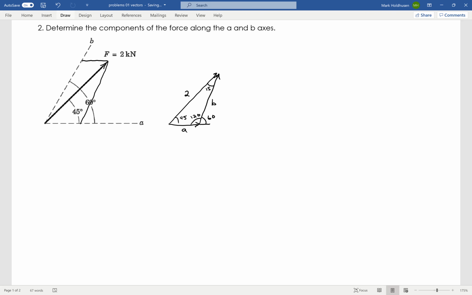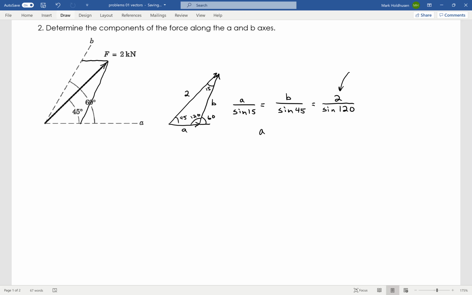Since we know all of the angles, we can go ahead and use the law of sines here. I can say A divided by the sine of the angle opposite, which is 15, equals B divided by the sine of the angle opposite, which is 45, equals 2 divided by the sine of the angle opposite, which is 120. And really, this is two different equations, right? This last ratio is just a number, so I can solve for A first, then I can solve for B.